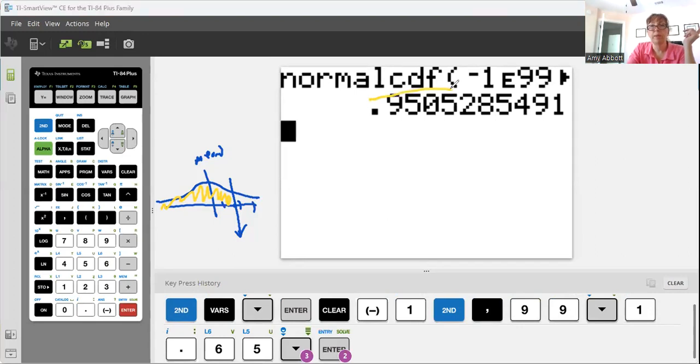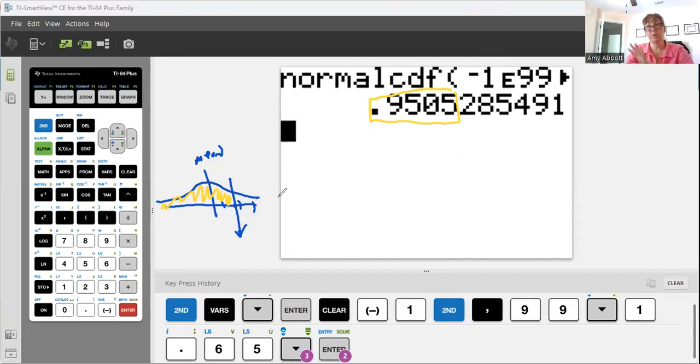So to 4 decimal places, it's 0.9505. And be careful to round it. Some of them really need a lot of rounding. Okay, and then the next question, number 17, wants to know the area to the right of the curve. So I'm just going to help you with that one right now.